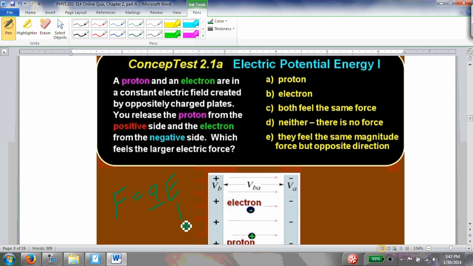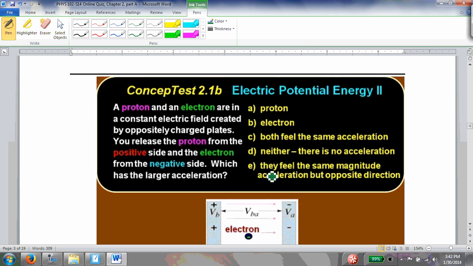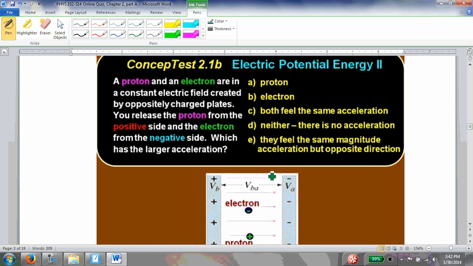The electric field is the same. The charge is the same. So the force is going to be the same. They're going to feel the same magnitude force, but in opposite directions. So the negative particle feels force in that direction, the positive particle feels force in that direction, but of equal magnitude.